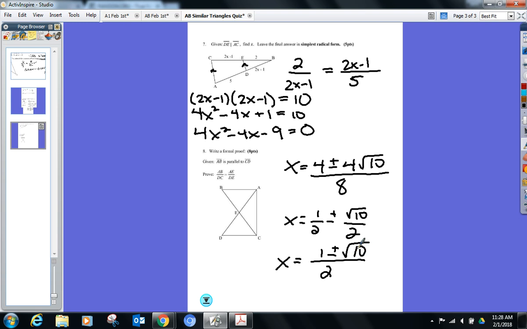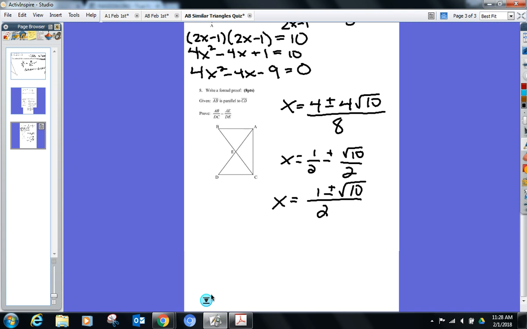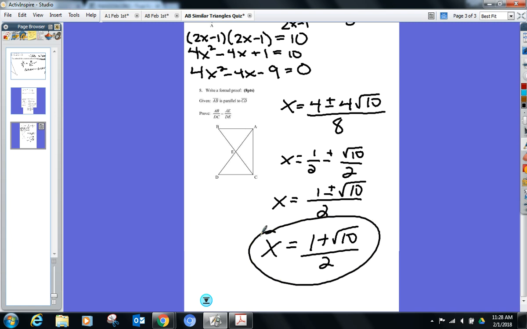But what's provided here? Diagram. You will get a negative side length if you do 1 minus square root of 10 over 2. So I just accepted 1 plus square root of 10 over 2. I cannot accept the negative answer. It gave me a negative side length.